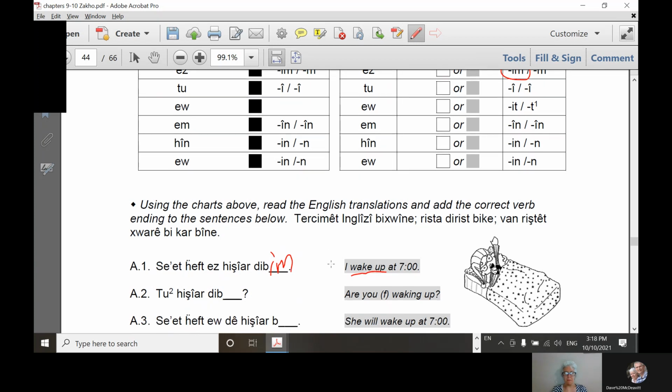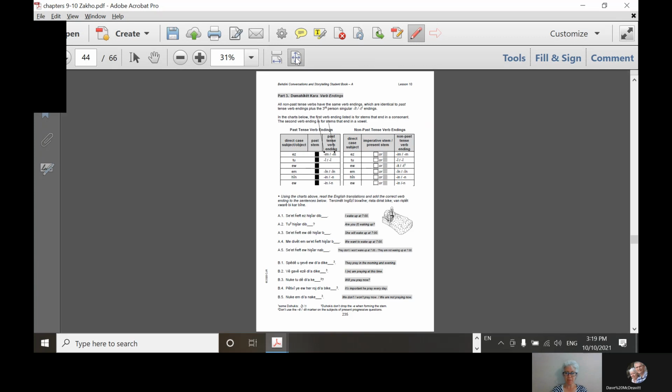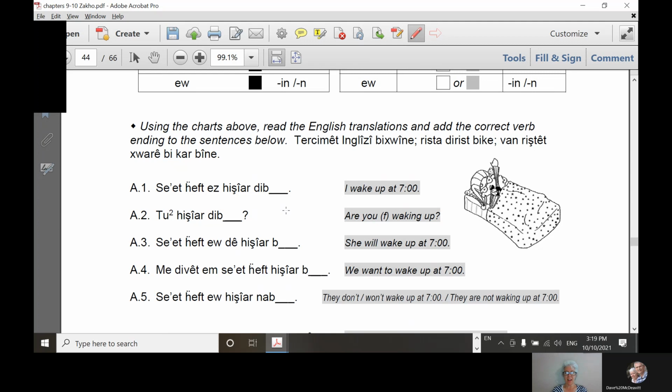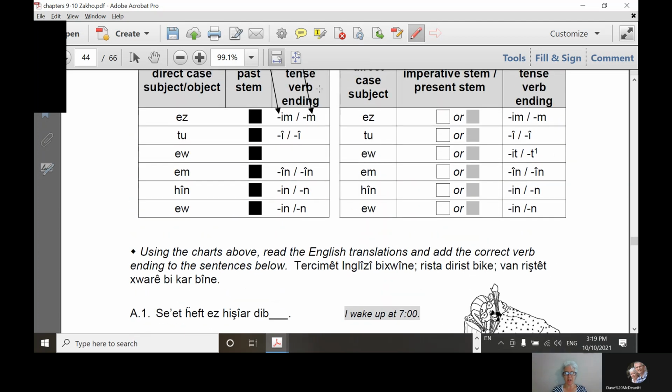Okay, so go through, do all of those, check them in your appendix. Make sure you're doing those correctly. And just note that in all of these I change the subject frequently, and I pretty much do it in the order of my chart. I do that so you can practice using different subjects with different verb endings.